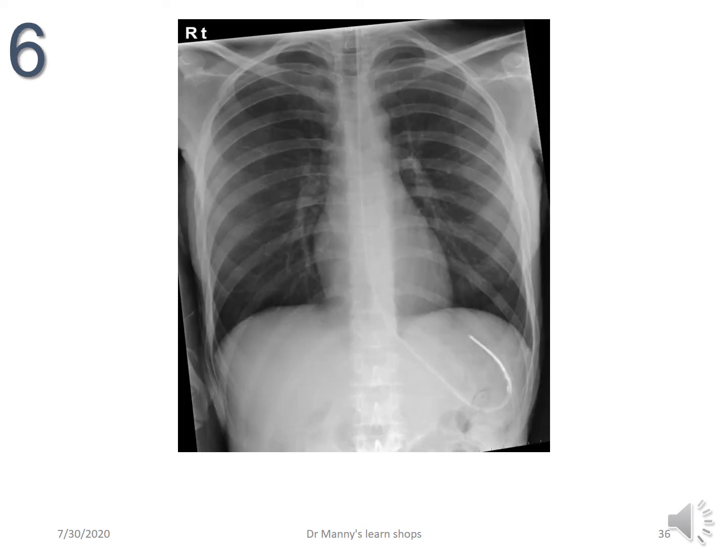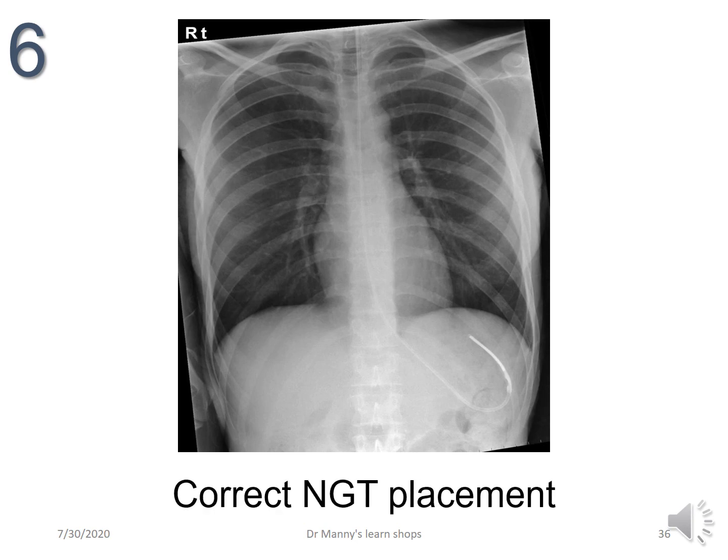Well, this chest x-ray looks reasonably okay. However, there's a radio-opaque tube with a radio-opaque tip going into the stomach under the left hemidiaphragm. So therefore, I think that everything seems to be okay, and this is correct nasogastric tube placement.